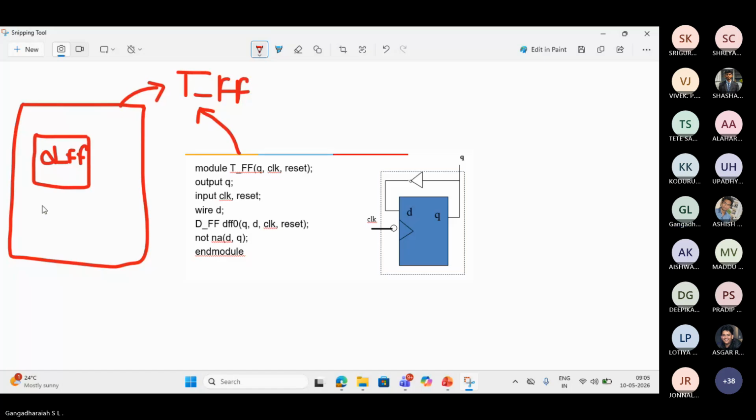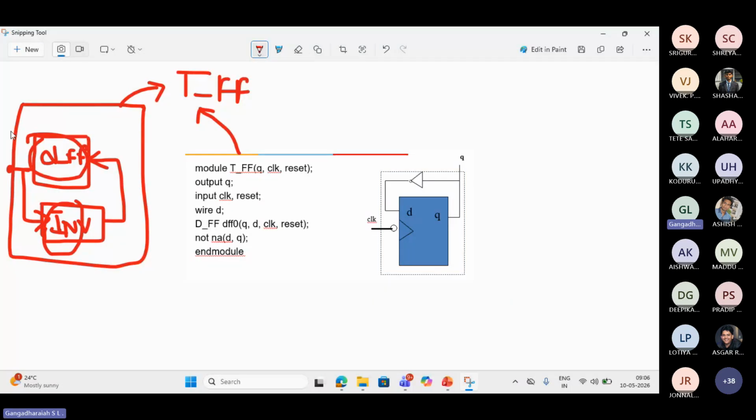This DFF and inverter, let us say. This inverter is also there. See, these two are connected together. Please understand. The output of this is connected as input to this, and the output of this is connected as input to this. Got it? And this is my final output from, let us say, D flip-flop. So now what I'm trying to do is connect D underscore FF and inverter together here. Again, this is a structural description of T underscore FF.